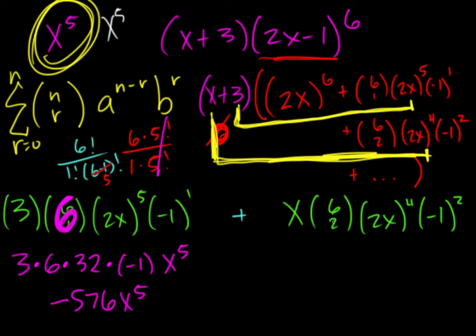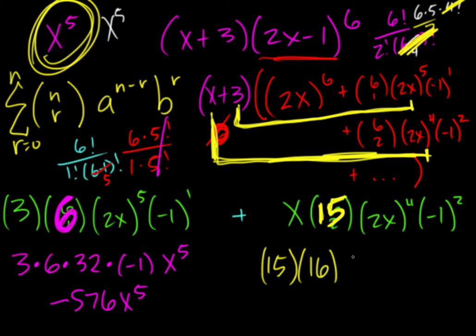Now over here, we're going to do this combination. 6 factorial over 2 factorial, 6 minus 2 factorial. That's really a 4 factorial, so if I do 6 times 5 times 4 factorial, these will cancel, and 2 factorial is really just 2, so 30 divided by 2 gives me a 15. Okay, 2 to the 4th is 16, so I'm going to get 15 times 16 times 1, and then x times x to the 4th is x to the 5th.